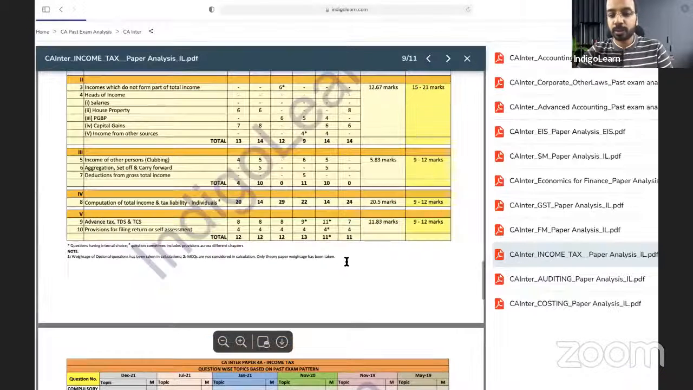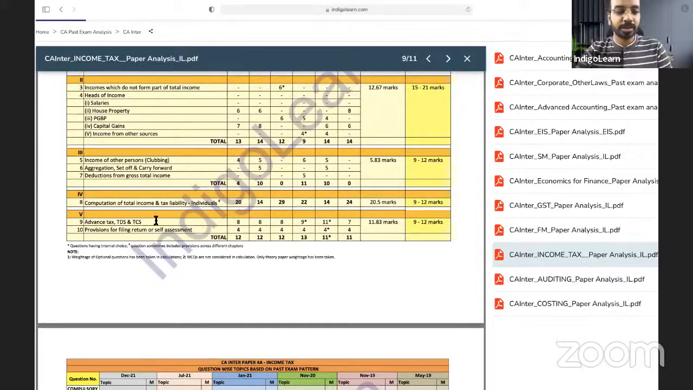So for the student who has specifically asked this question, look at this. Advanced tax, TDS and TCS: 8, 8, 8, 9, 11 spent. So 8 marks every attempt, and apart from that, you may get a couple of questions in MCQ also. So that is the importance.